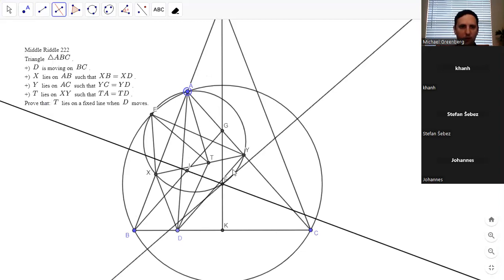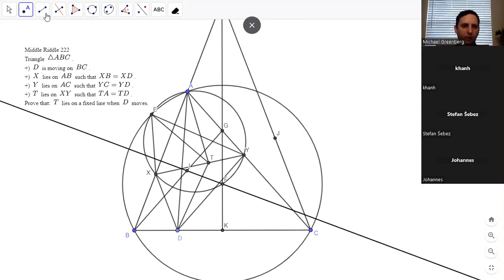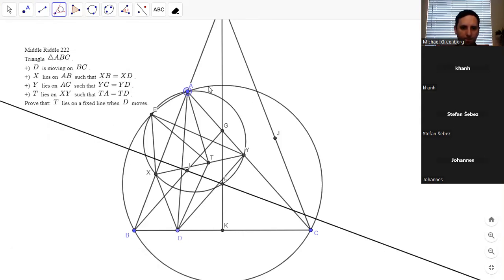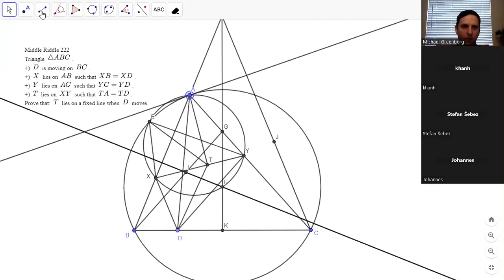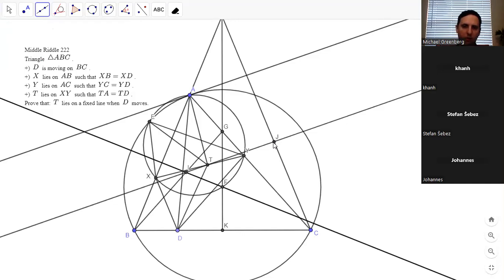That locus line of T would be parallel to the tangent at A to ABC. Okay, so let's draw the tangent. So basically that would mean T is like an anti-parallel. Ah, that locus is an anti-parallel. Okay, that's useful. So yeah, I don't know how helpful that is.